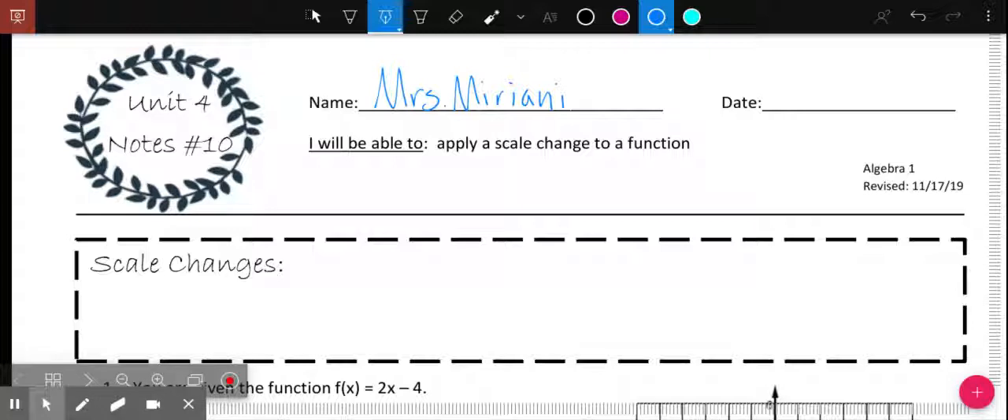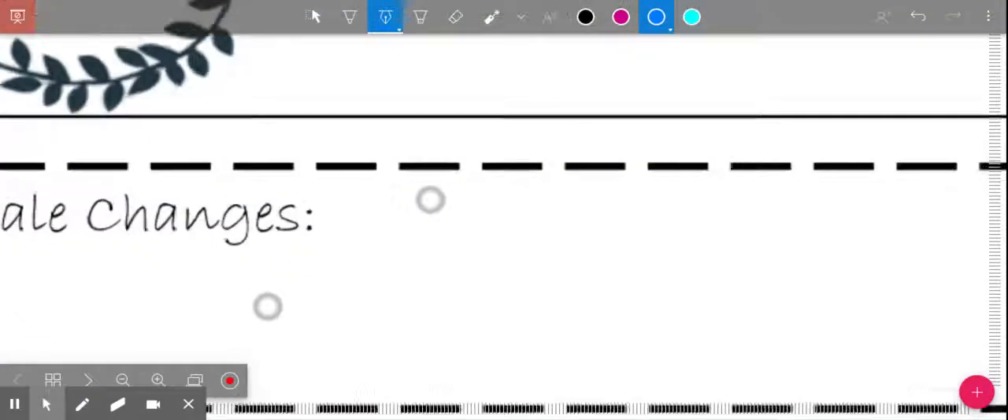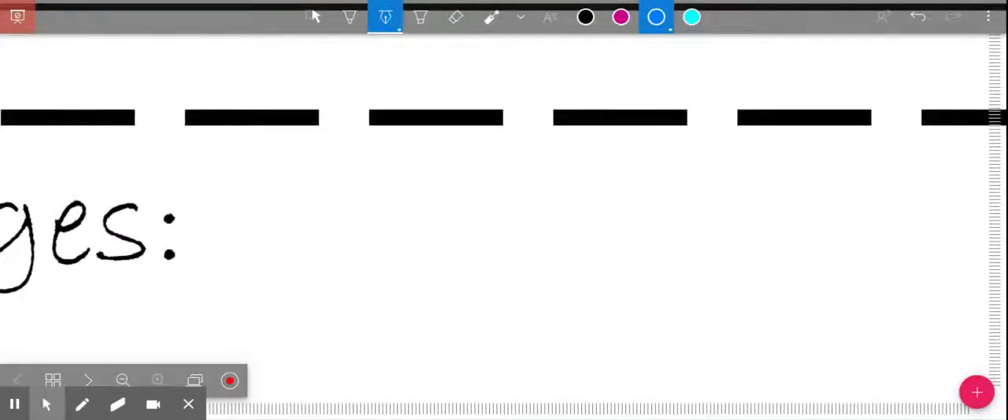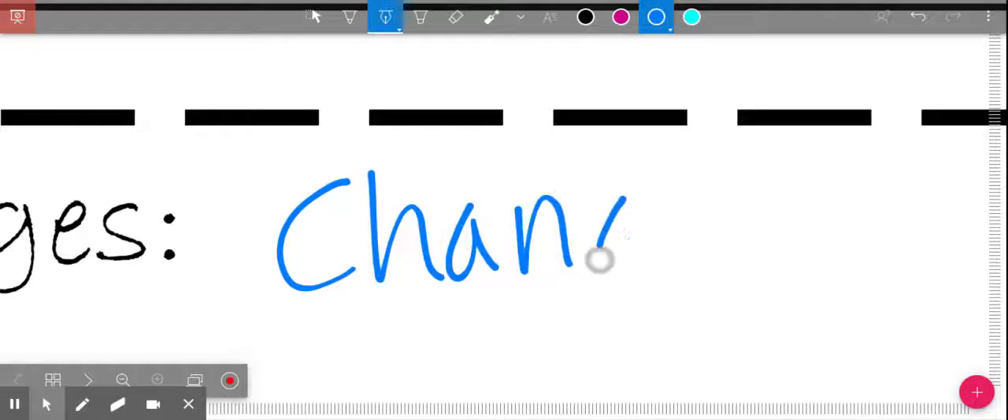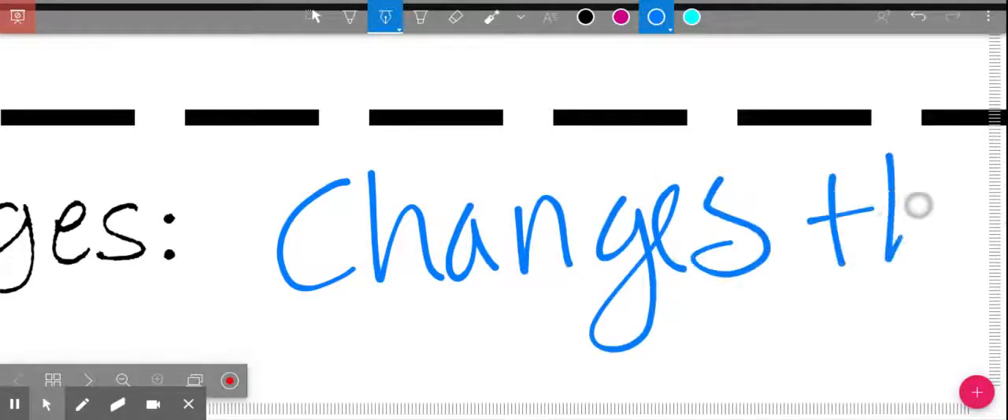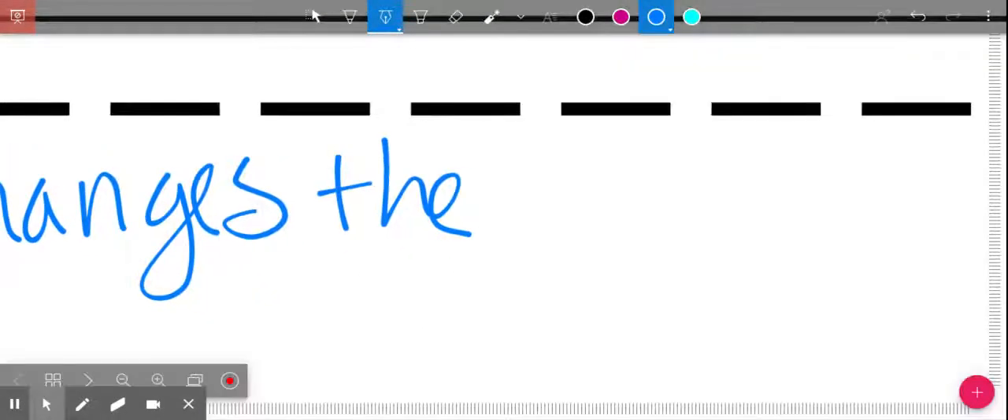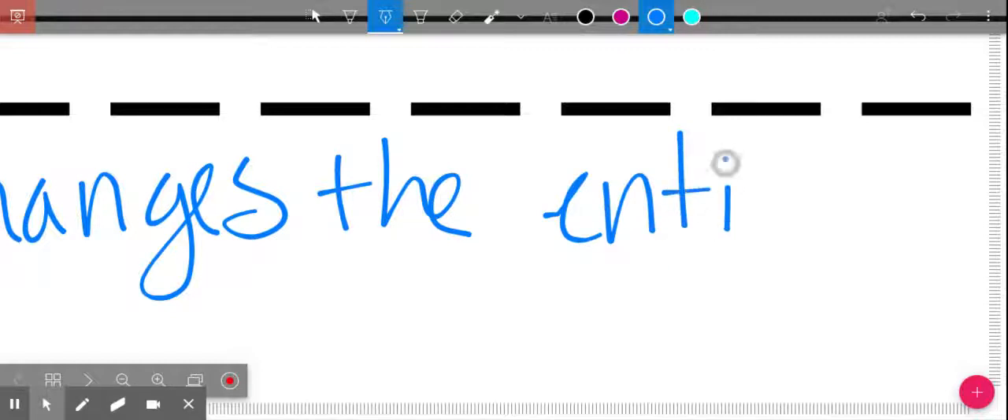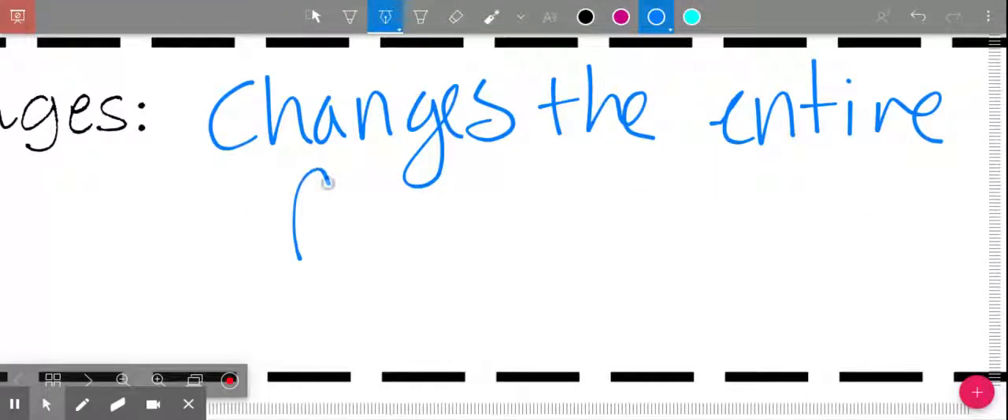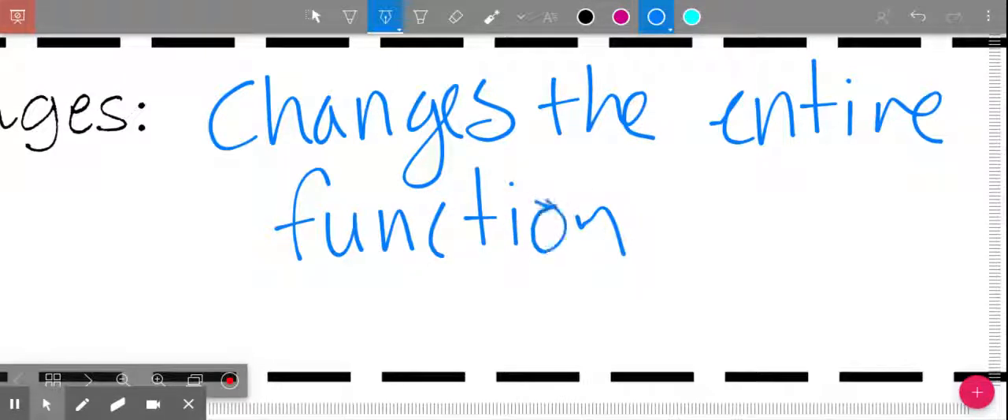So first, what exactly is a scale change? What am I talking about when I say we're going to apply a scale change? A scale change changes the entire function. It doesn't just change a part, like a transformation changes a part of the function. A scale change changes the entire function. It changes everything about the function.